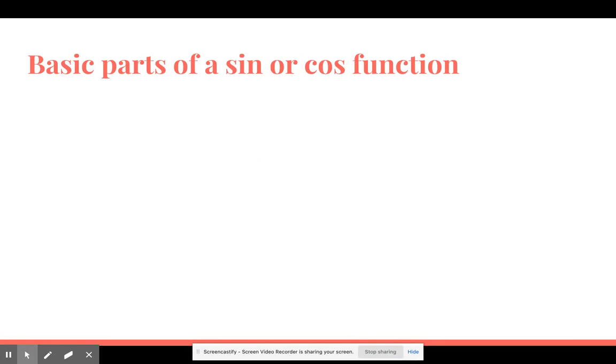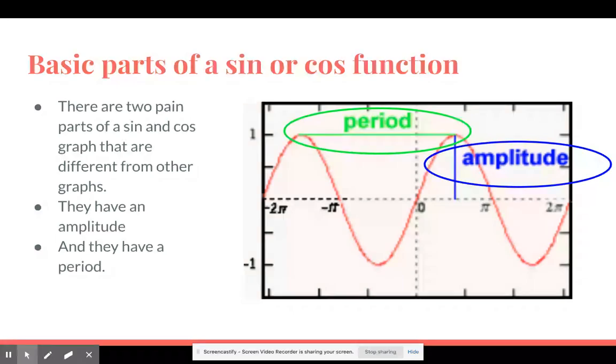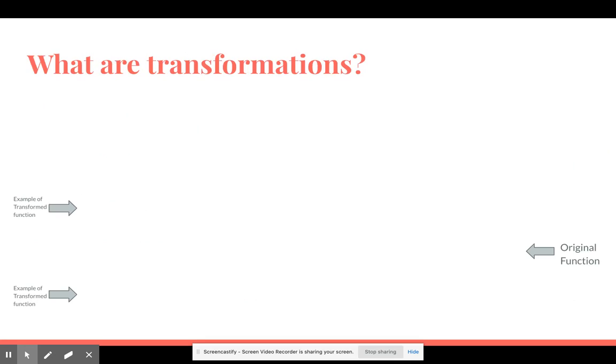So, the basic parts of a sine and cosine function. There are two main parts of a sine and cosine graph that are different from other graphs. First, they have a period, which is how long it takes to make one full cycle, meaning from the highest point to the next highest point, or the lowest point to the next lowest point. They also have an amplitude, which is the distance from the midline, which is usually the x-axis unless it is transformed, to the top point or to the low point.